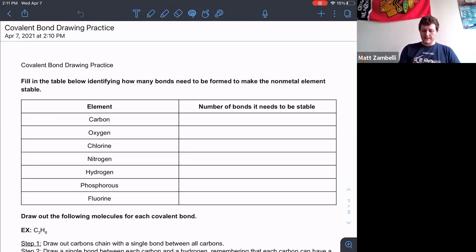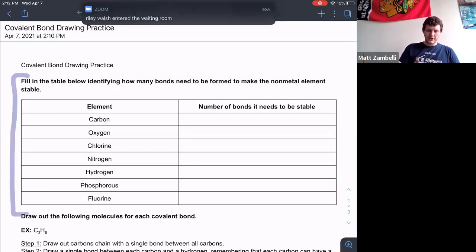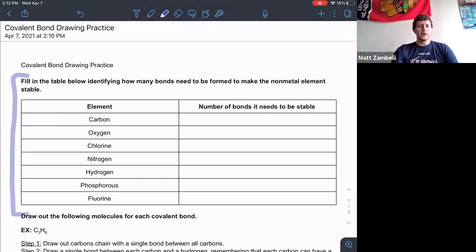What I want you guys to do while we wait for the rest of our class is to work on this section right here. Try and get this section done while we're waiting for the rest of our class to join us. Then we'll go through this section, make sure we remember what bonds need to be formed, and continue from there. So go ahead and open this worksheet up from Canvas and do this top section.